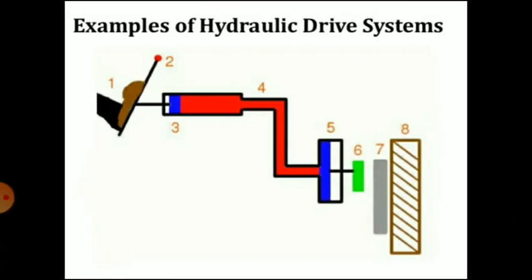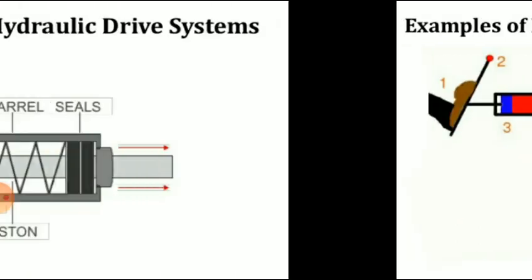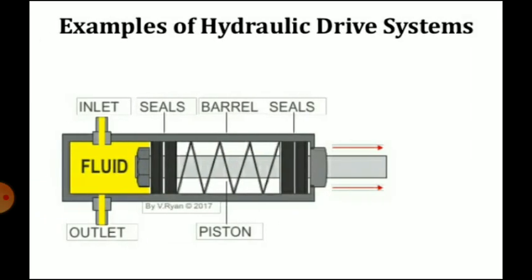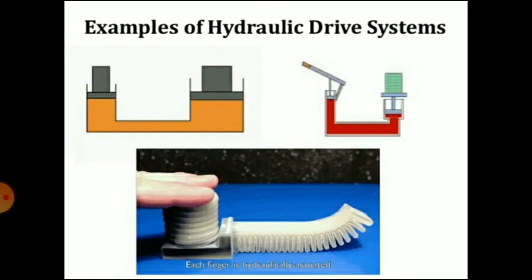Another example is the hydraulic brakes. Then another linear actuator, a spring return cylinder, is shown, and the fluid is shown in yellow color, and the inlet and outlet ports are shown. Another example of the hydraulic drive system is shown here.